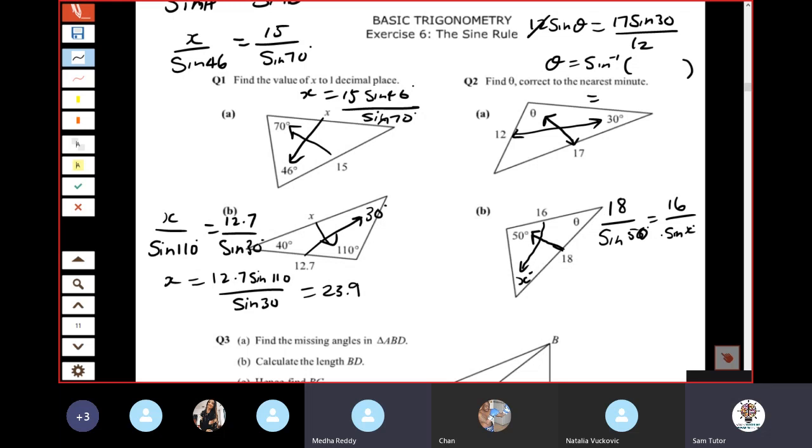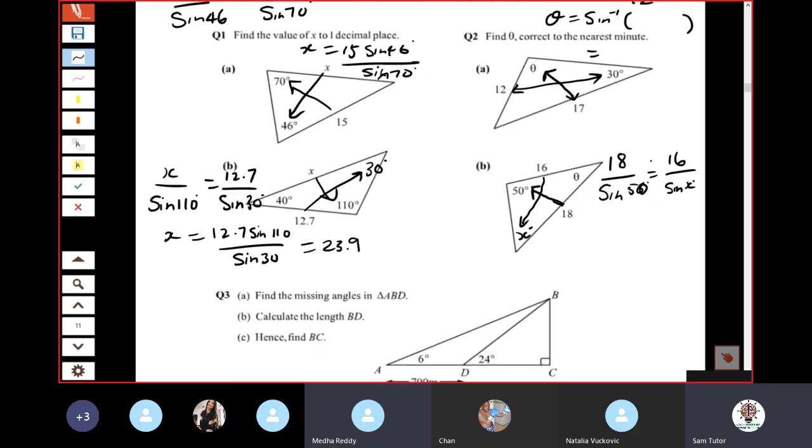So let's do that. We're up to this stage here. What are you going to do now? Cross multiply. So you have 18 sine x equals 16 sine 50. And then you don't want the 18 here. What are you going to do to that? Divide it. Then you're going to plug all of this into your calculator. Can you try to do that for me?